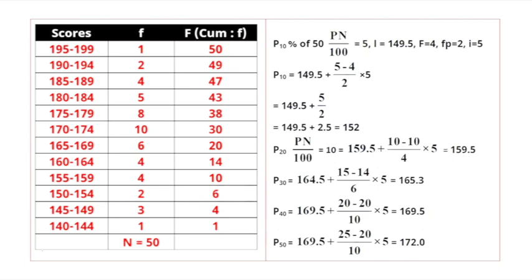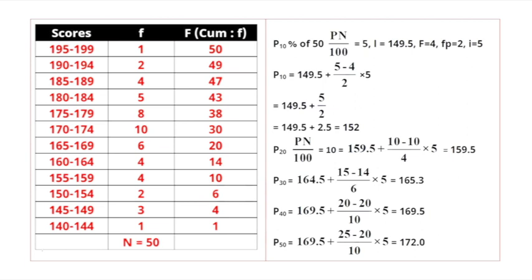And this cumulative frequency you will calculate starting from the class interval which is lesser in value, not from the upper side but from the bottom, 140 to 144. So, 1, next is 3, 1 plus 3 is 4, next is 2, 4 plus 2 is 6, next is 4, 6 plus 4 is 10, then 4, 10 plus 4 is 14, 14 plus 6 is 20, 20 plus 10 is 30, 30 plus 8 is 38, 38 plus 5 is 43, 43 plus 4 is 47, 47 plus 2 is 49 and 49 plus 1 is 50.